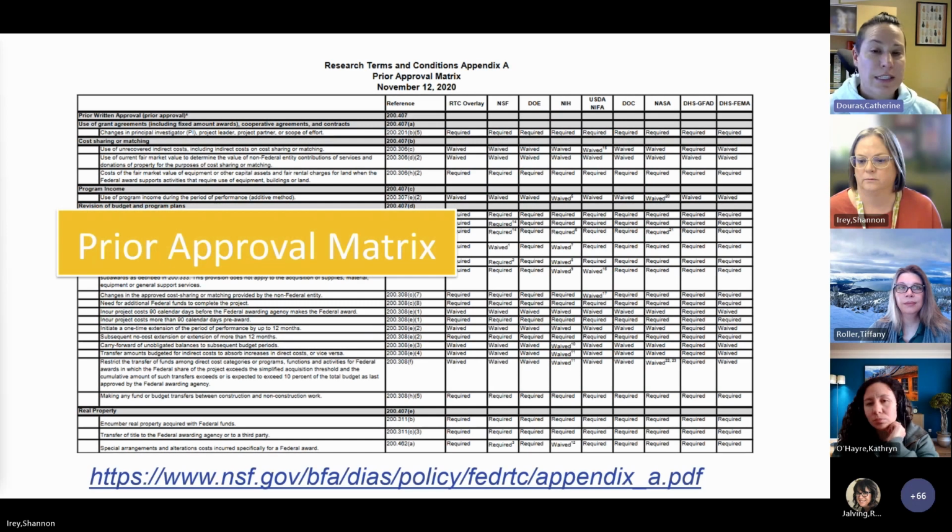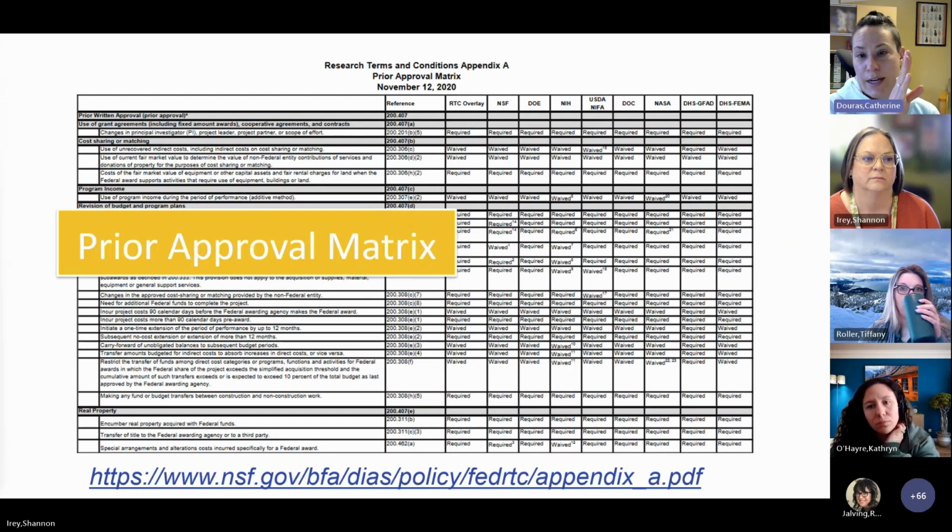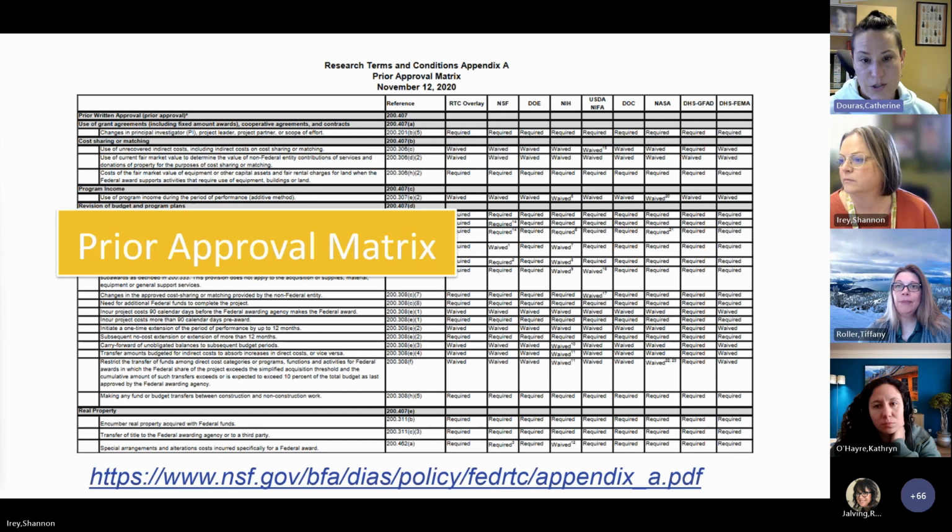So this is the prior approval matrix that you have probably heard of prior to today. This is where OSP often goes when we're asked, can we do this? Can we do that? I have this linked in my browser and I'm pulling this up. It covers the agencies you can see across the top, NSF, DOE, etc. And then it lets us know whether we have expanded authority or not based on these line items.